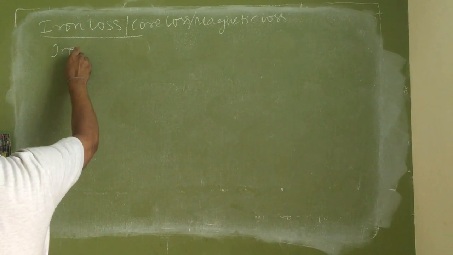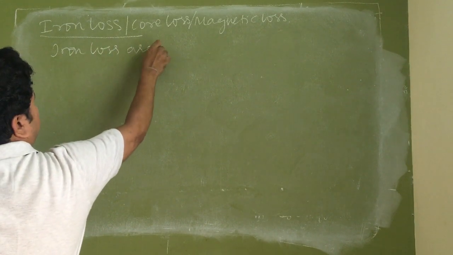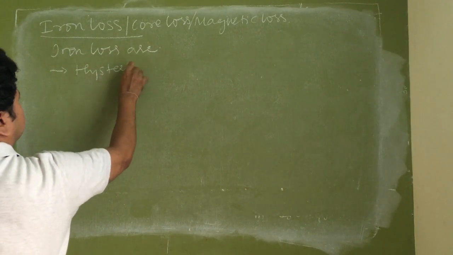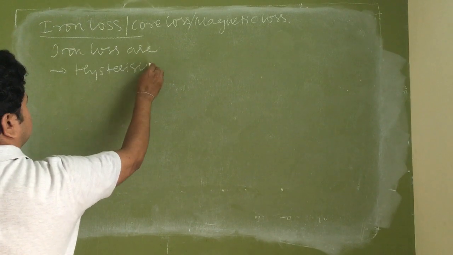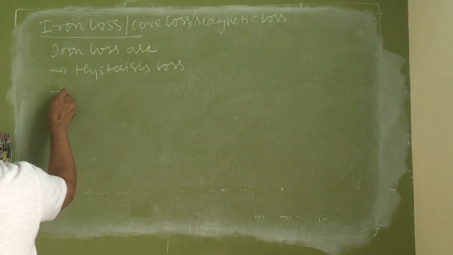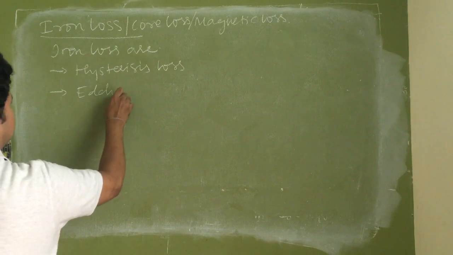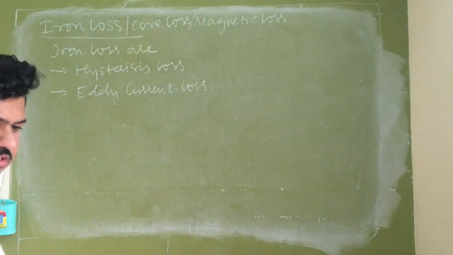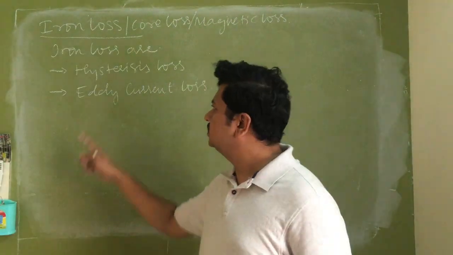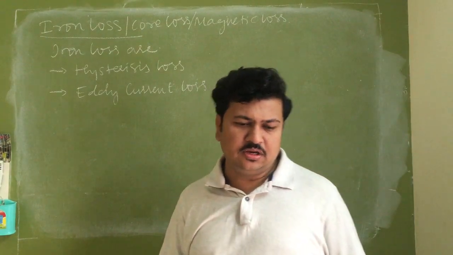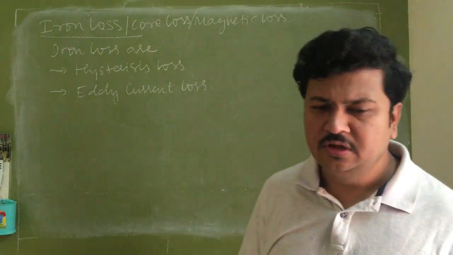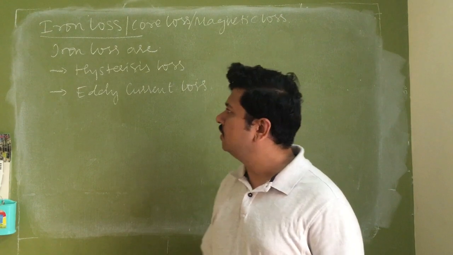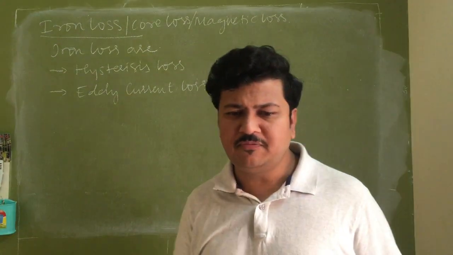So iron losses are hysteresis loss and eddy current loss. Hysteresis loss and eddy current loss. I think you have heard the word hysteresis in physics when you were studying in 11th or 12th standard. This word hysteresis came across in magnetic materials, especially ferromagnetic materials. It will come in ferromagnetic materials.